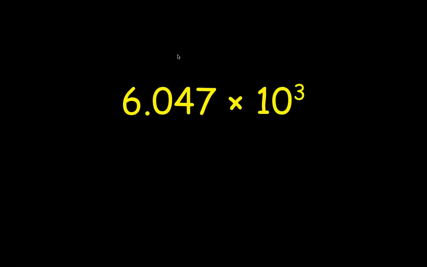6,047. Pause the video, continue when ready. Same thing again. Most important digit, the 6. If that 6 was on its own, it would be 6,000, which would be 6 times 10 to the power of 3. Put the other digits back in. 6.047 times 10 to the 3.